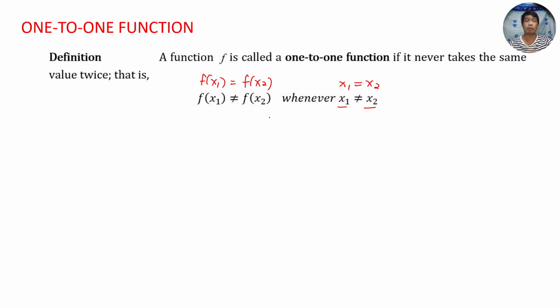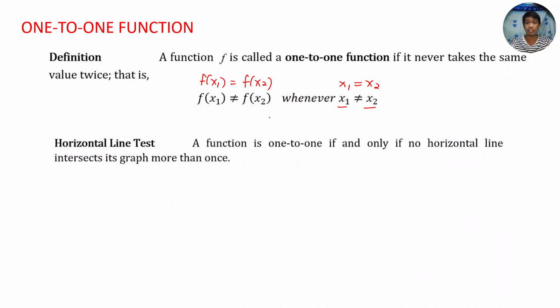So, paano natin malalaman kung 1-to-1 ang function o hindi? So, pwede tayong gumamit ng Sharingan ulit. So, gamit ang ating horizontal line test. So, gamit ang ating Sharingan or Byakugan. So, a function is 1-to-1 if and only if no horizontal line intersects its graph more than once.